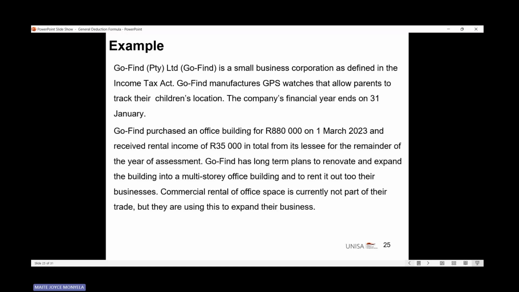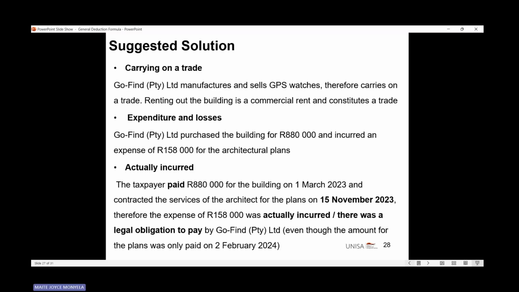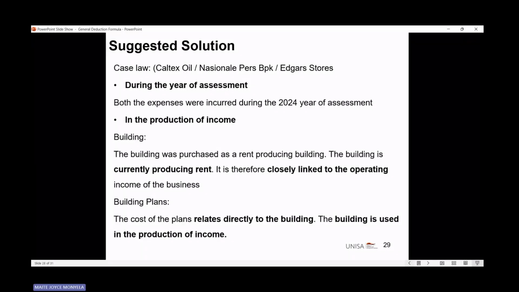You must be careful about the year. Remember, the financial year ends in January, but the year of assessment is February 2024. So the building was incurred on 1 March 2023, which is still in the year of assessment. The other one is 10 November, so it's still 2023, still under the 2024 year of assessment. Both expenses were incurred in the 2024 year of assessment.